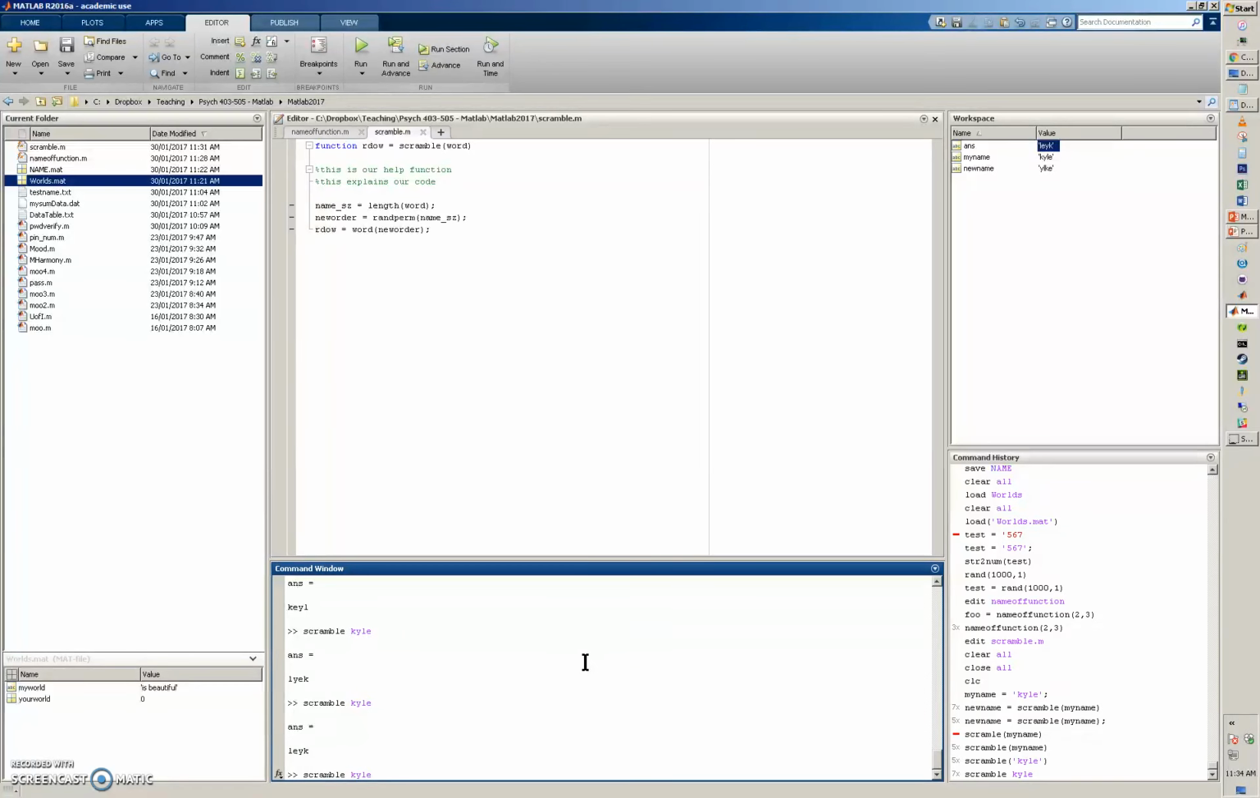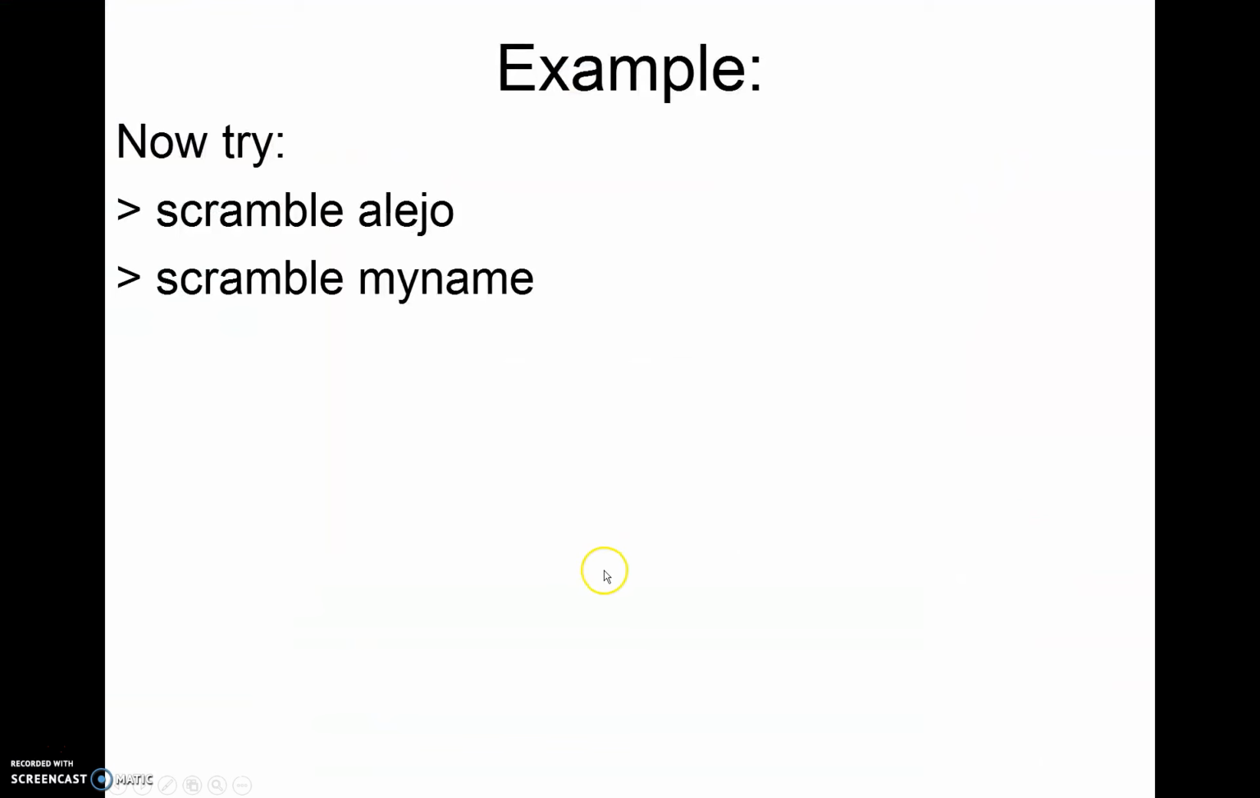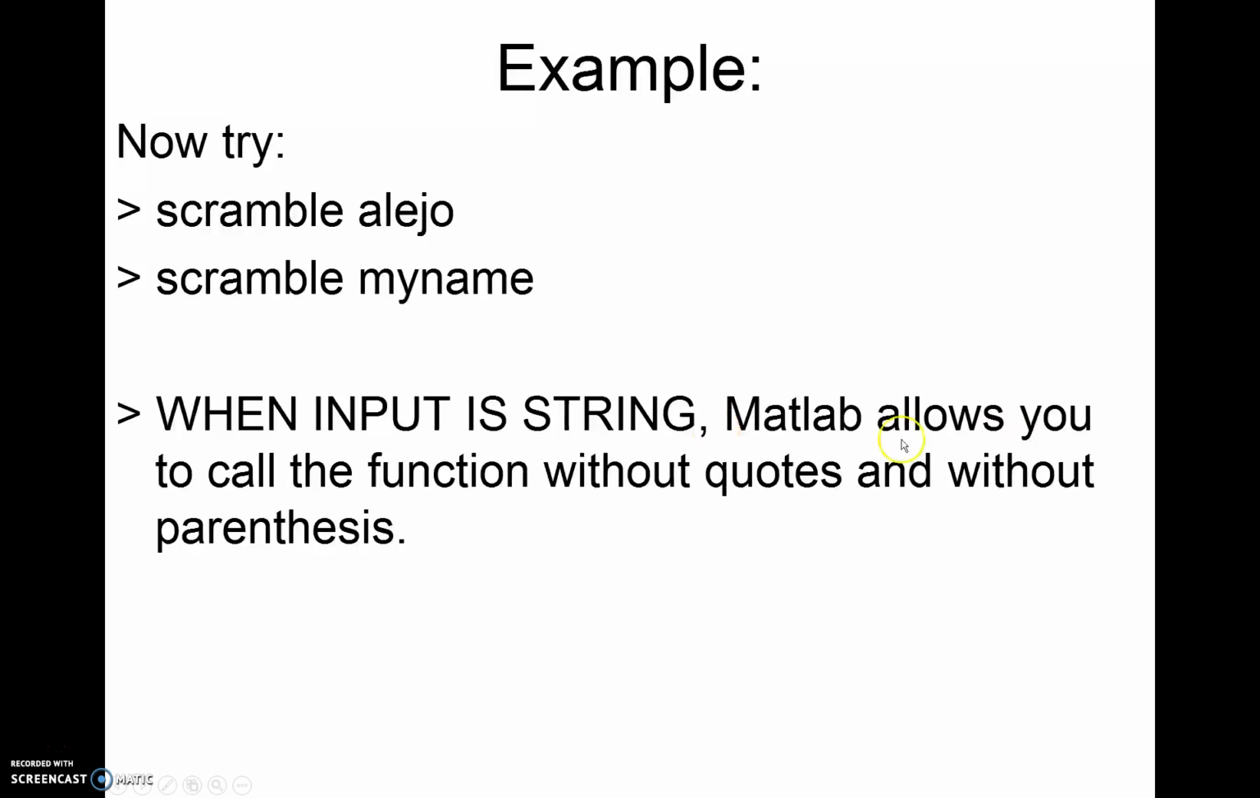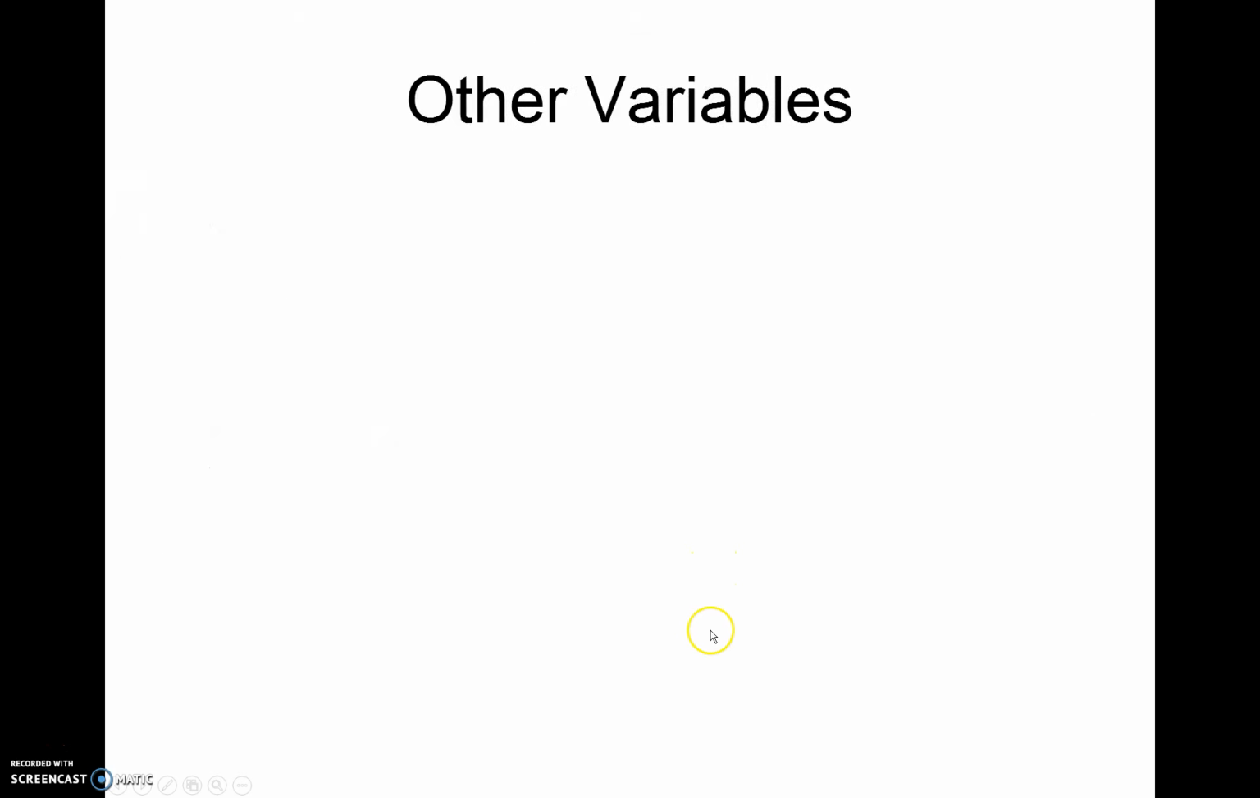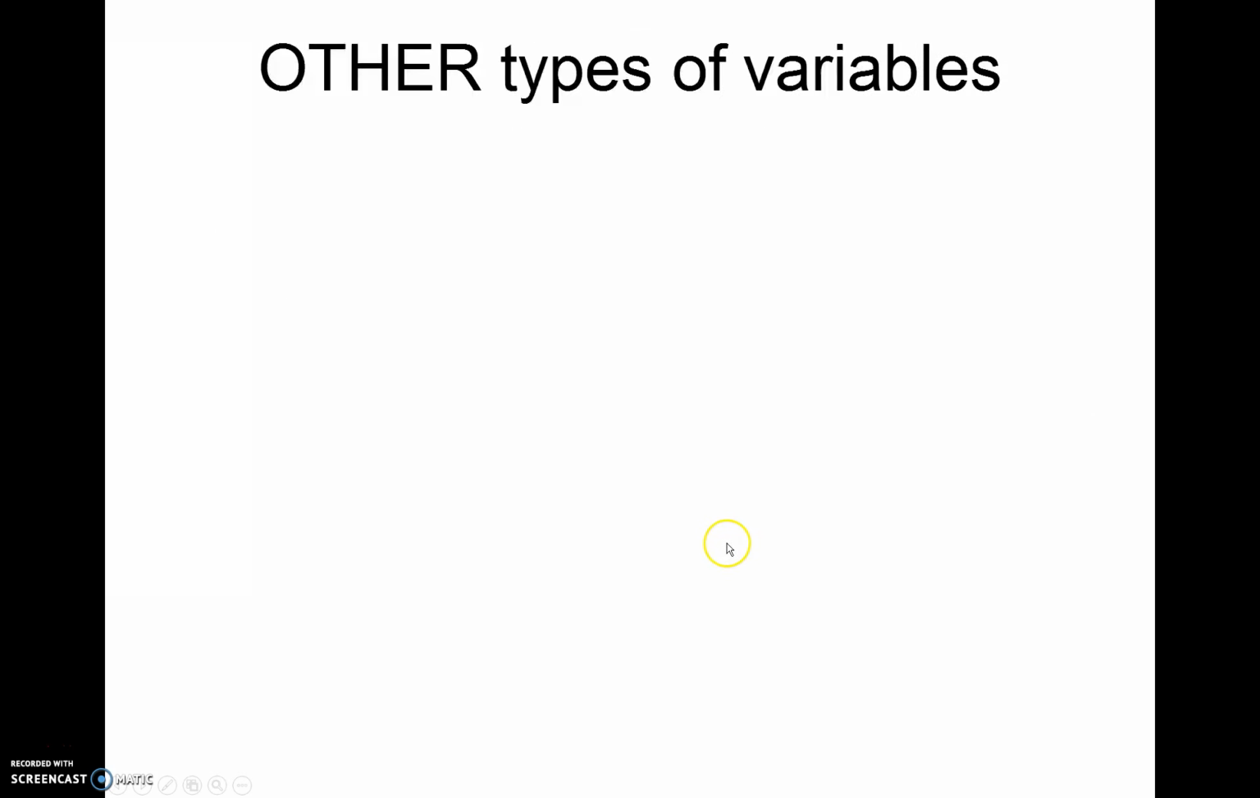We could say scramble my name. Notice how it didn't really do what we expected. It's treating my name as a string and not using the variable my name up here. If the input's a string, Matlab allows you to call the function without quotes and without parentheses. Next, we're going to talk about just a couple other types of variables.